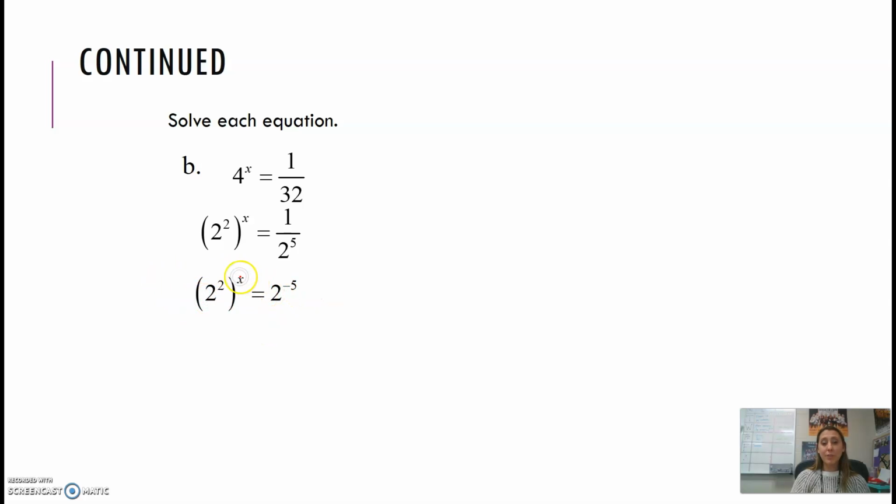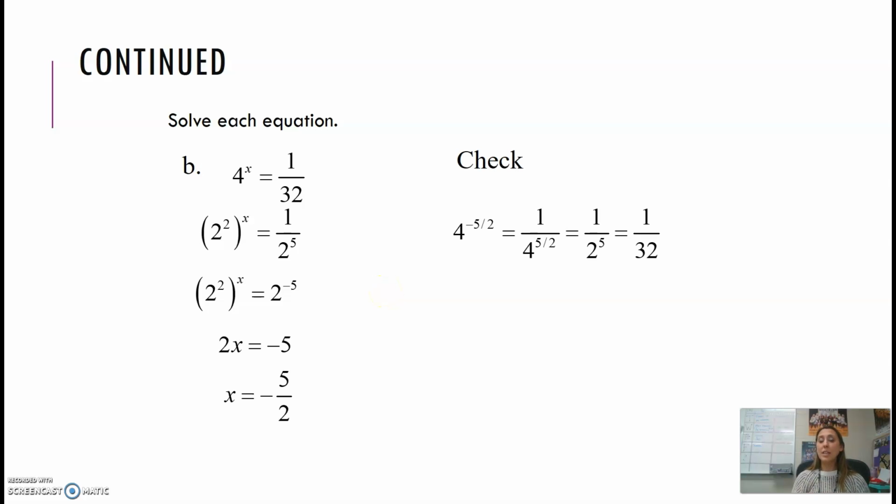So then the only thing I'm left with is the 2 times x, and we end up with 2 times x is equal to negative 5, and then we get x equals negative 5 over 2. Again, we need to plug that in.